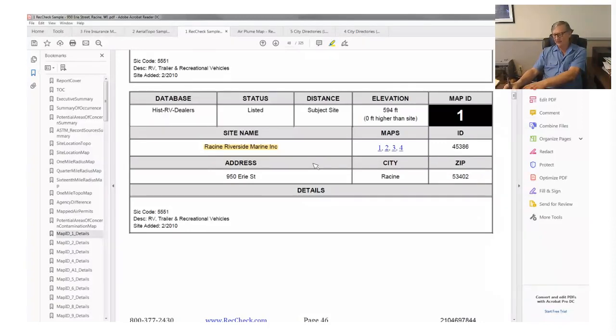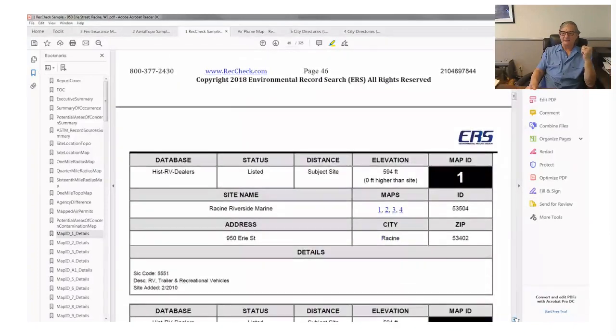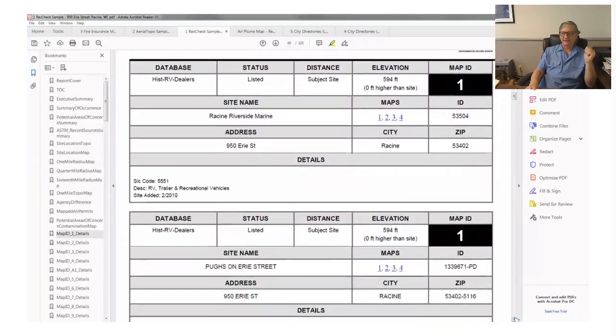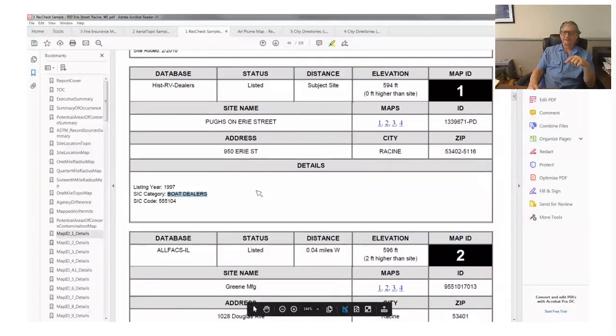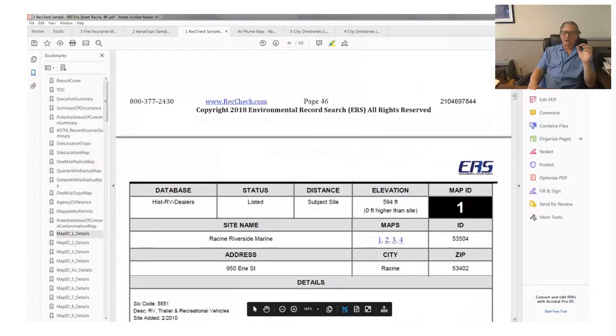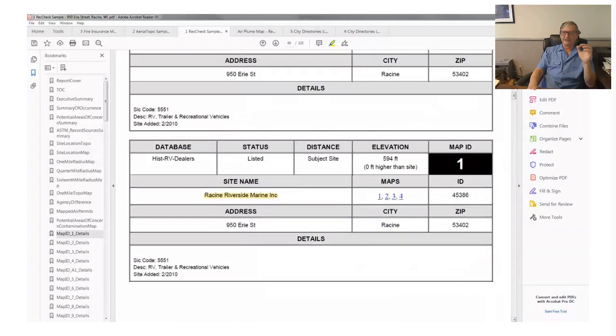So in the database search, I've got the site listed, boat dealer. That's one fact leading me, it's still not enough, but it's one fact leading to the potential for vapor intrusion on the subject site. Boat dealer, right there. We just verified it. 1997. So this thing's been a boat dealer for a long, long time.